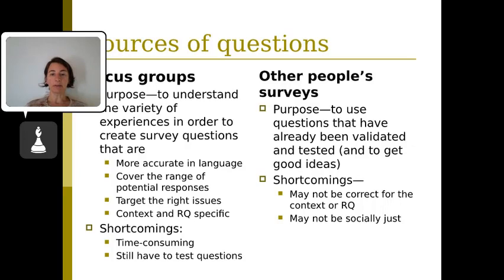You may also use other people's surveys, and these questions have already been validated and tested. That's kind of nice. Unfortunately, they may not really be the right questions for your context or your research question. They may also lack elements of social justice. In other words, sometimes survey questions are extractive or implicate the respondent as not being a valuable person, and we really have to be careful of that. So these are just the pluses and minuses of using different kinds of survey tools.